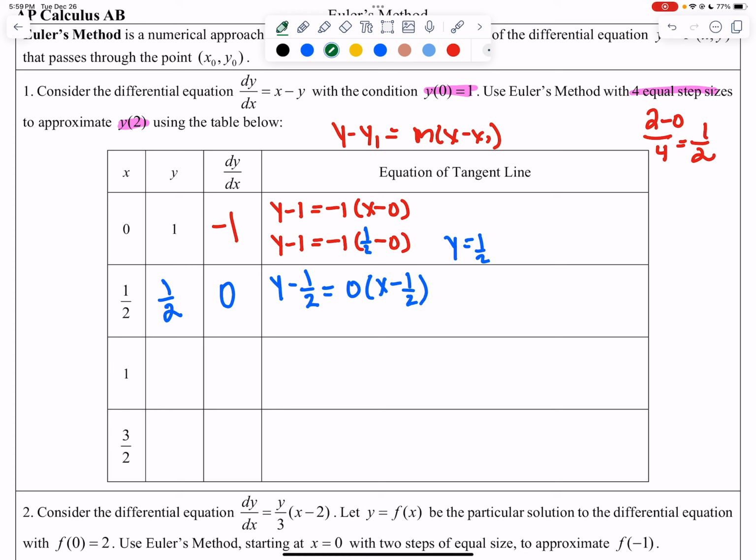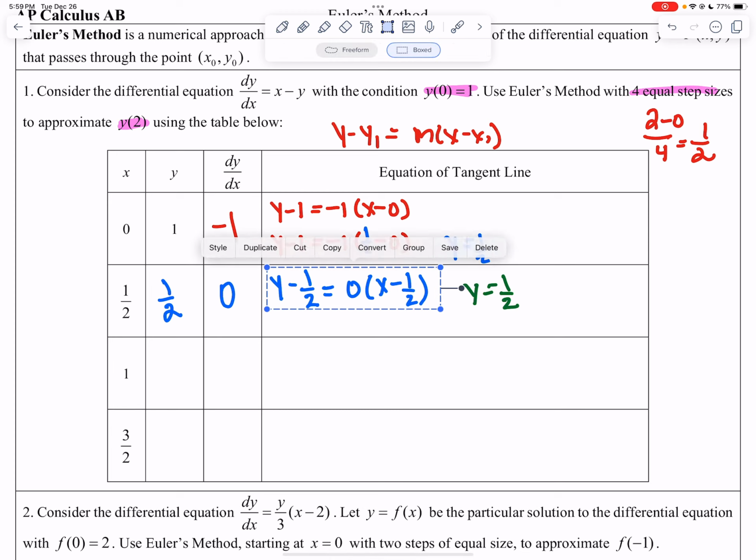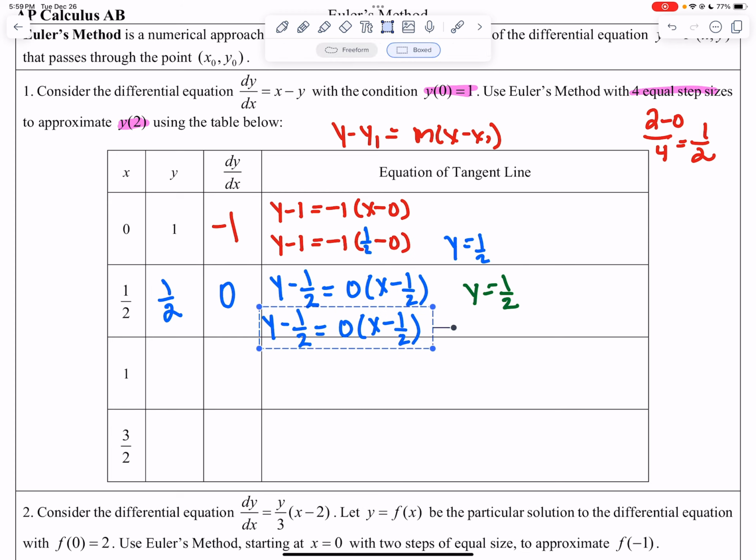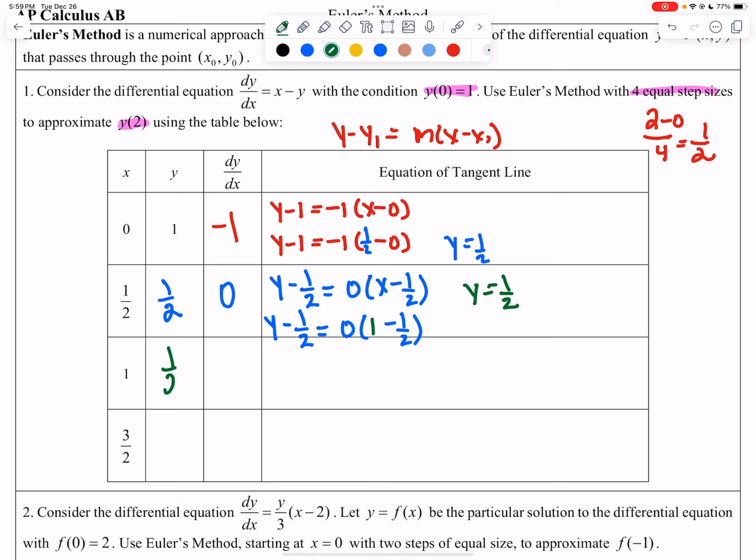Now, I'm going to plug in 1 into my equation right here. It doesn't really matter, though, because your slope is 0, because then that's going to be 0 times whatever. So this is just going to be 0, meaning that your y value is going to be, once again, 1/2. But I'm going to write it for you guys so that you can understand where I'm getting that 1/2 from. Because this becomes 1. 1 minus 1/2 becomes 1/2. 1/2 times 0 is 0. Add the 1/2, and that's how I get 1/2.